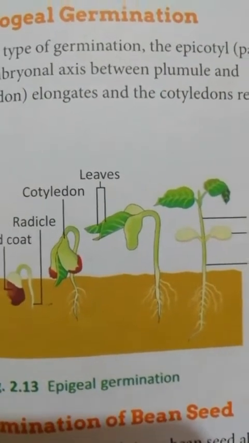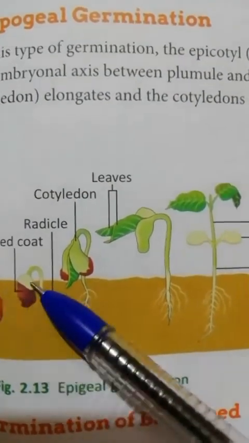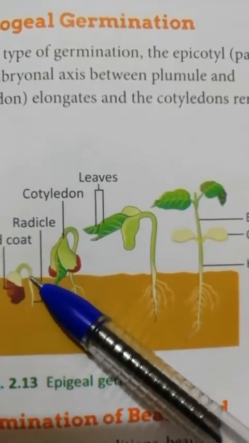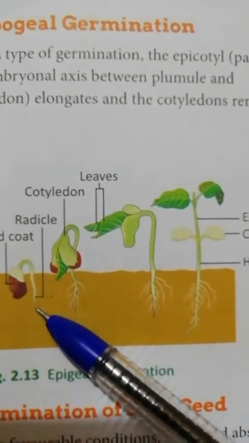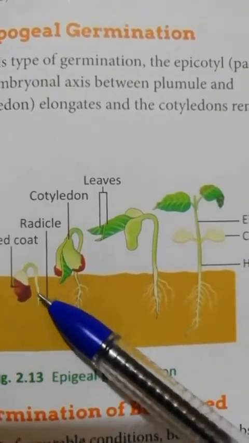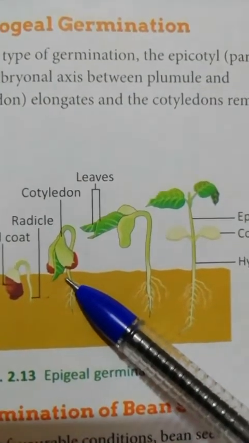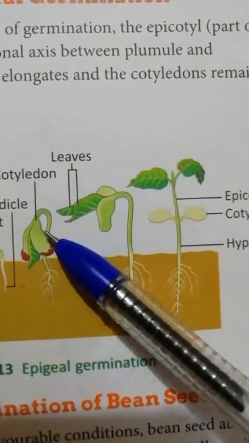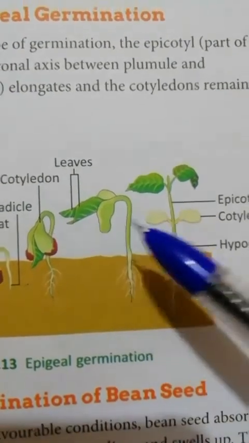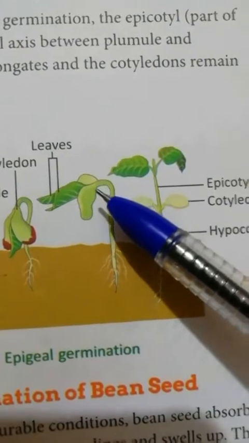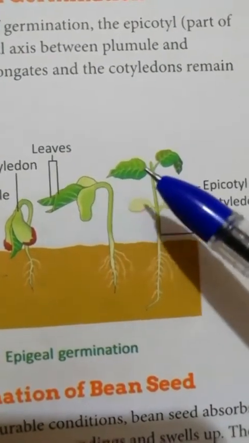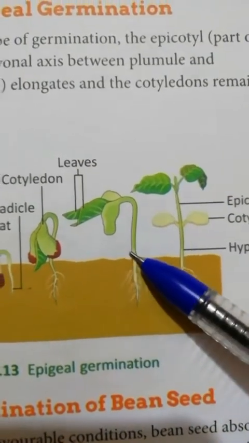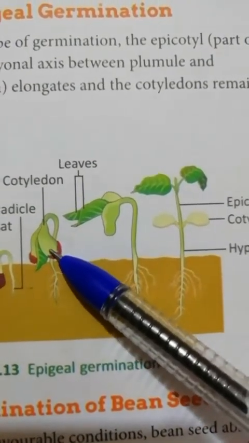When the seed coat bursts, the radicle comes out and starts growing downwards. Cotyledons move out of the soil and form the seed leaves. After some time, these seed leaves fall off and the plumule later develops into green leaves, the second leaves. So, in epigeal germination, the first green leaves are cotyledons.